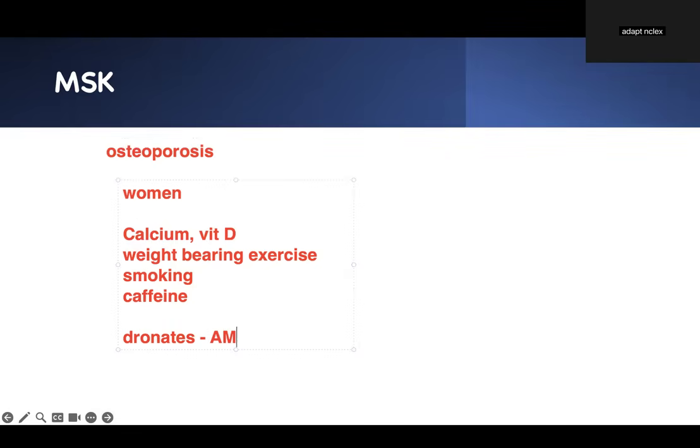Take it in the morning on an empty stomach. And then you remain upright for 30 minutes. Why? It causes esophagitis. It irritates the esophagus, so you have to remain upright for 30 minutes. So what happens if you lie down? That's the answer I've given you. Why do you do that? We want to avoid esophagitis as much as possible.